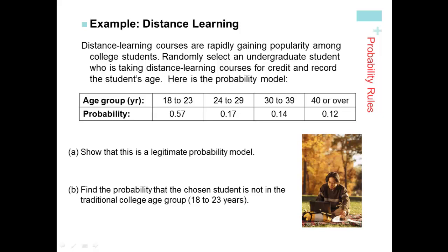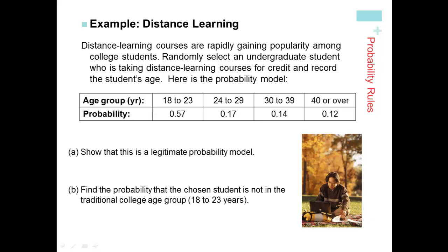First, remember to show a legitimate probability model. All probabilities in the model must be between 0 and 1, which is the case here. They range from 0.12 up to 0.57. And also the sum of the probabilities in the sample space must add up to 1. So if I add 0.57, 0.17, 0.14, and 0.12, the sum must equal 1. And in this case, it does.